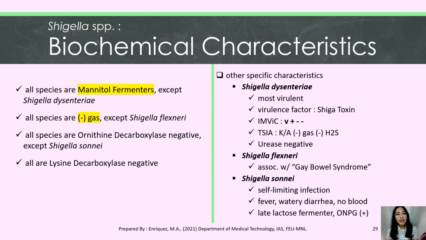And then all Shigella species are negative for ornithine decarboxylase except for Shigella sonnei. So ang Shigella sonnei po is positive for ornithine decarboxylase. And lastly, all of them are negative for lysine decarboxylase. All of them. Walang exceptions para sa isang to. Now, on the second column, other specific characteristics per species have been enumerated.